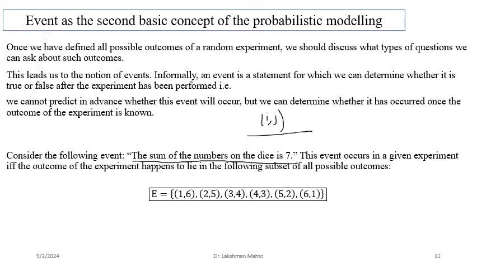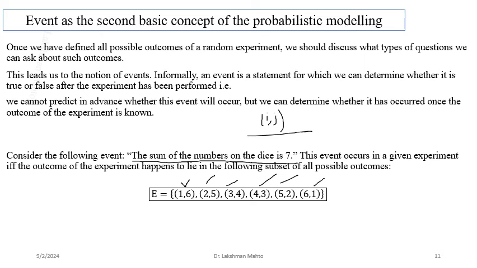So what are the elements which are satisfying this statement? What are the outcomes in the sample space which are satisfying this one? Like if you take omega equal to (1,1), is it satisfying? No. So (1,1) would not be in the event. (1,2) would not be there, (1,3) would not be, (1,4) would not be, (1,5) would not be, (1,6), yes. It would be there. So (1,6) is satisfying the given statement, that is why it is coming in the event. (2,5) is also satisfying the statement that the sum of the numbers on the dice is 7, so it is coming. And (3,4), (4,3), (5,2), (6,1). Others are not satisfying, so those are not in the event.